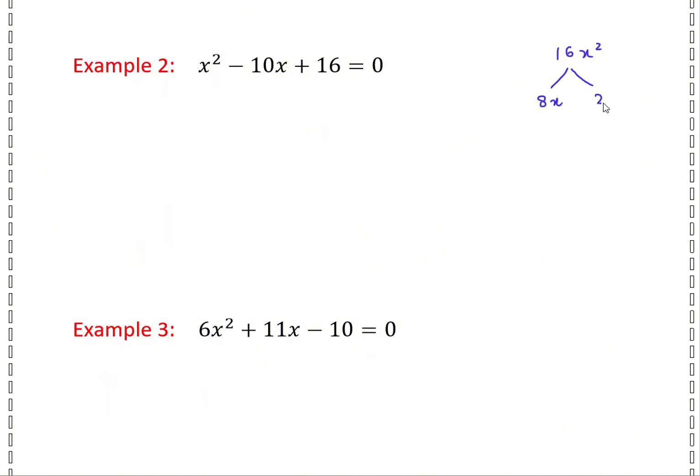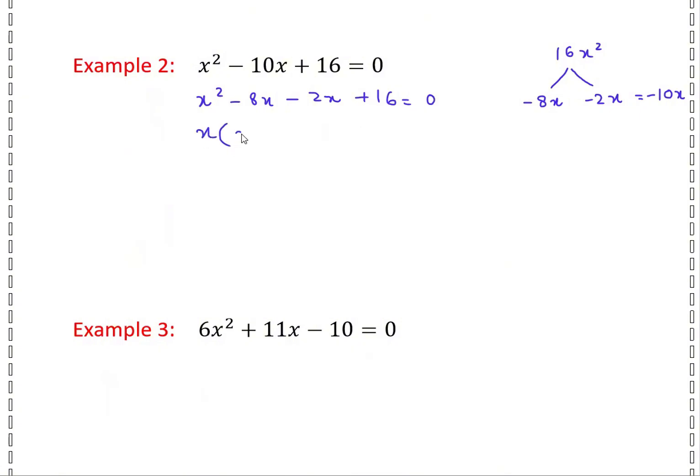8x multiplied by 2x will give us 16x squared, and when we add 8x and 2x, it will give the result as 10x. But we have here minus x. How can we get this as minus when we have both the factors as negative? So we will take here x squared minus 8x minus 2x plus 16 is equal to 0.